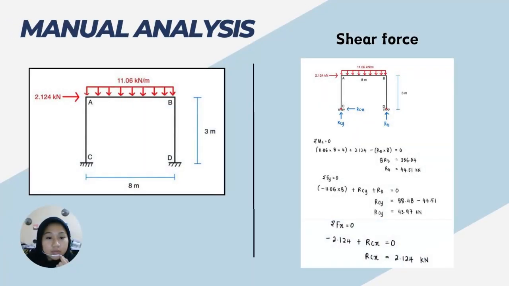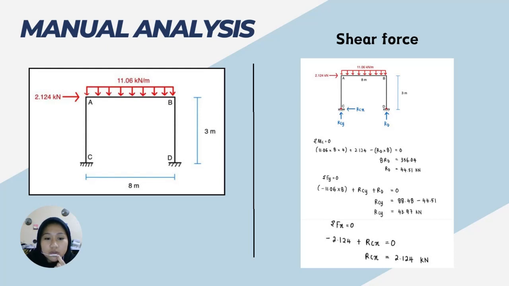All right, we move to the manual analysis. As you can see here in this slide, after the calculation of loading, all the loading will be put in the frame for the analysis. So the UDL and wind load are put there. And then in this analysis, we will do two types of analysis, which are shear force and bending moment.